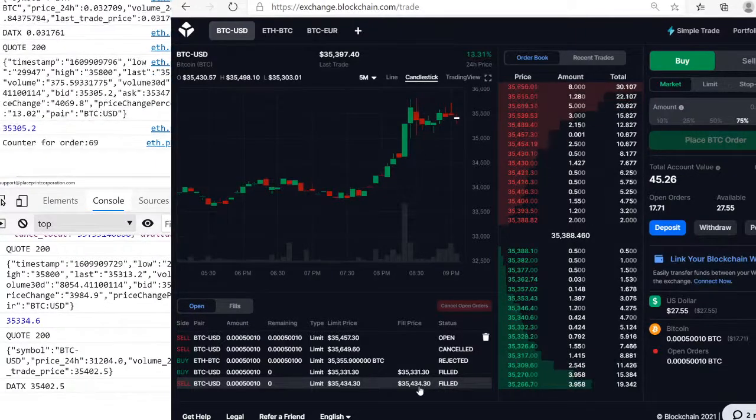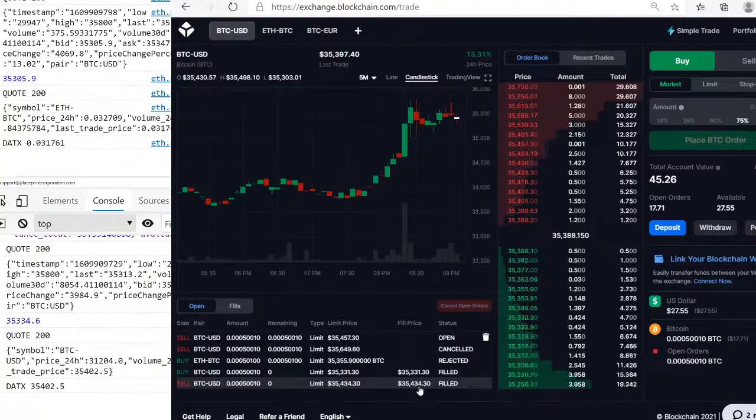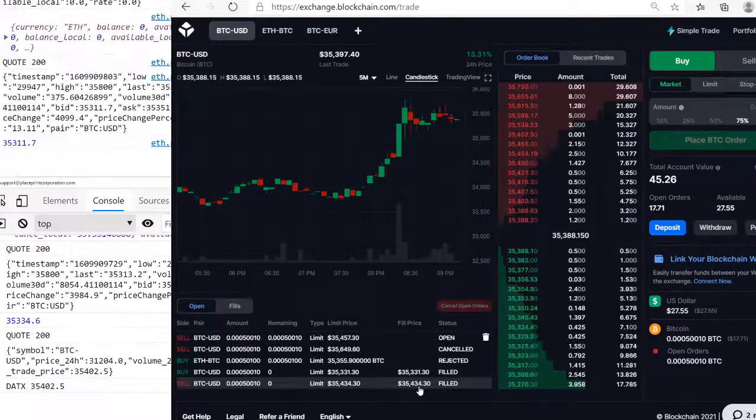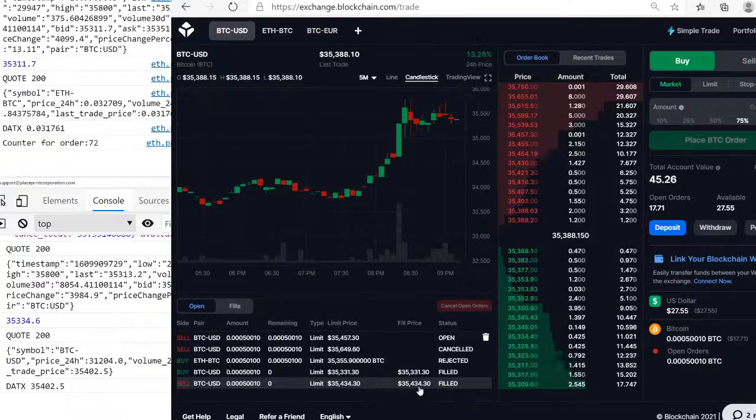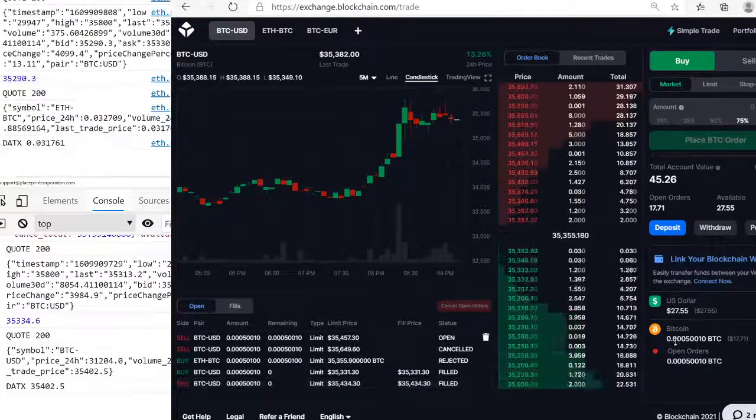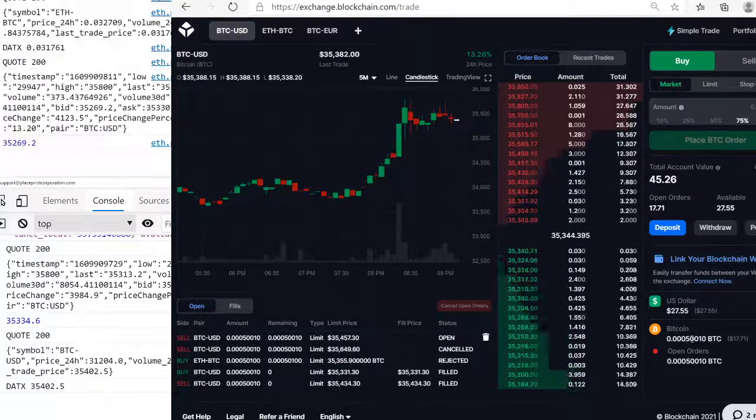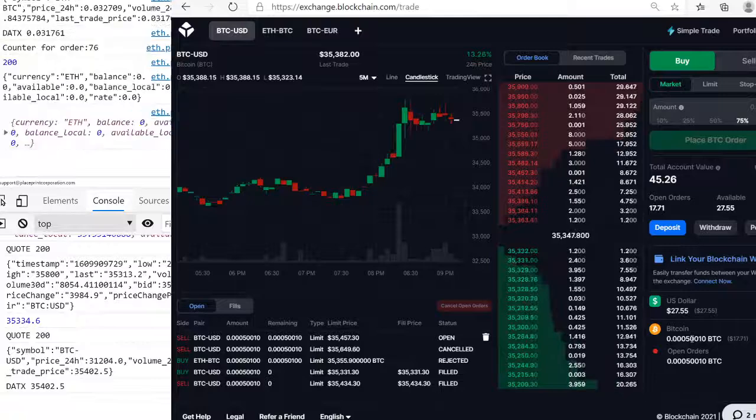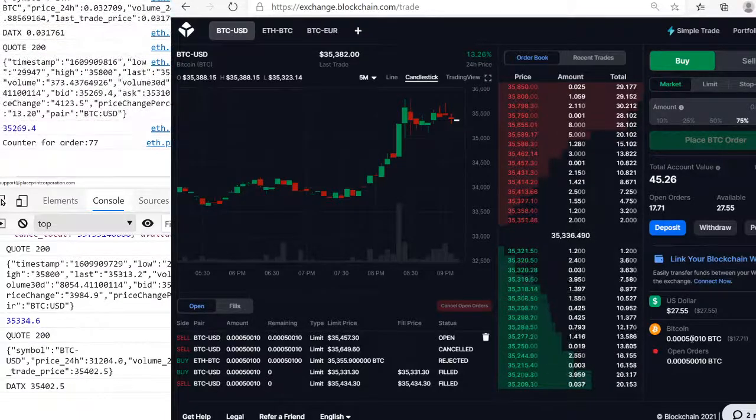But fill price, I bought them at 35,033.13. We got filled there. Okay, we bought them there. We sold them with the algo at 35,434.30. Now we have a total Bitcoin of 0.00050010. So now let me just tell you this, Jawanza Barrett.